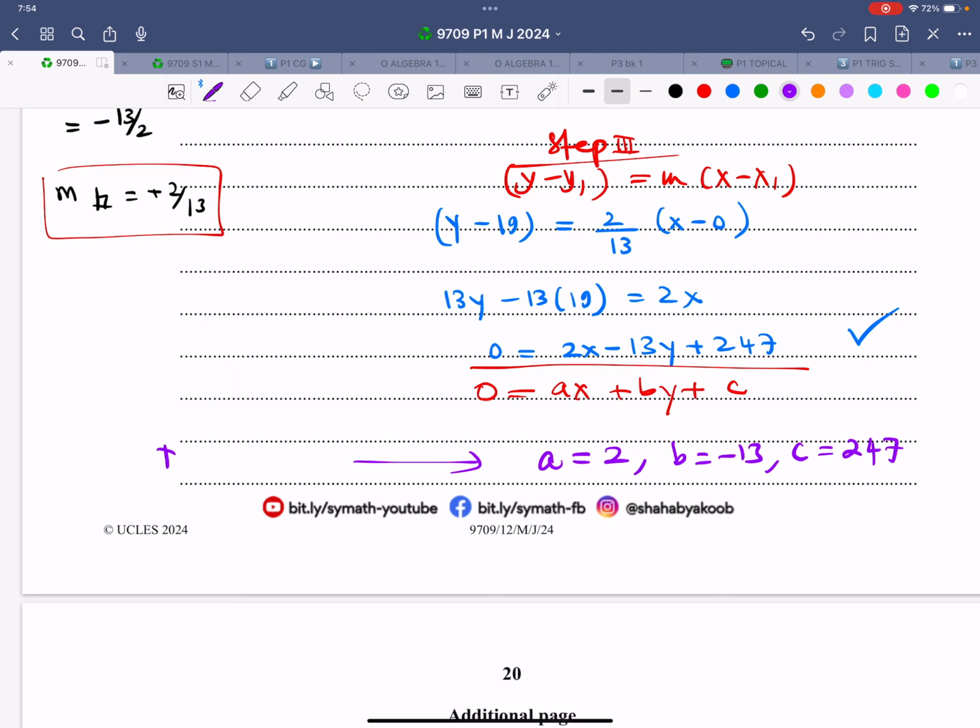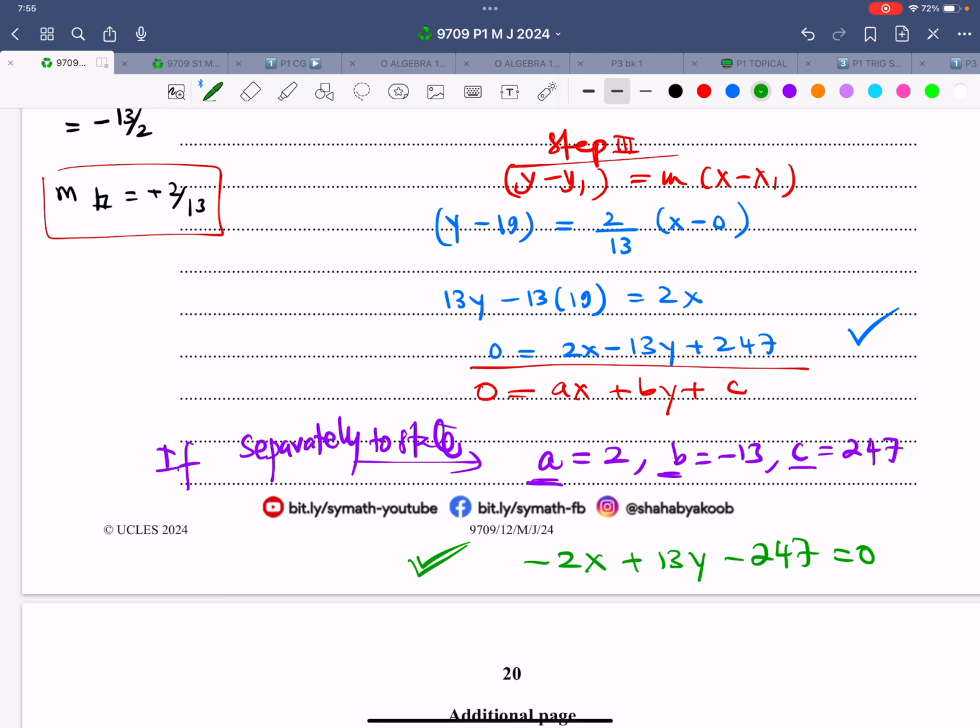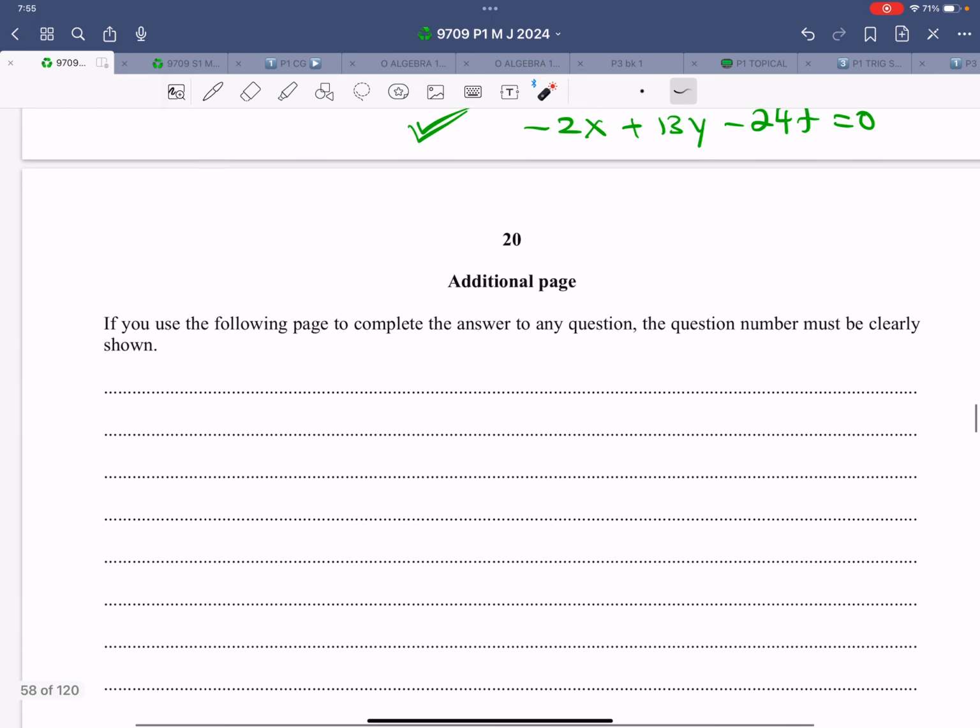If and only if they would have asked us separately to state values of A, B and C, then that's how it can be written. Now someone can also ask this, can someone write this thing as negative 2x plus 13y minus 247 is equals to 0? Of course you can write it, but it's always nice to have more positivity in the air. So that's why there are 2 positives and 1 negative. So I think this is a better option rather than this one. It's not a matter of right and wrong, it's just a matter of preference.